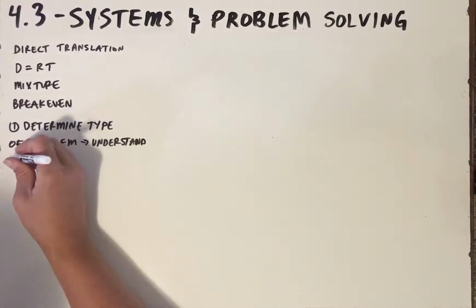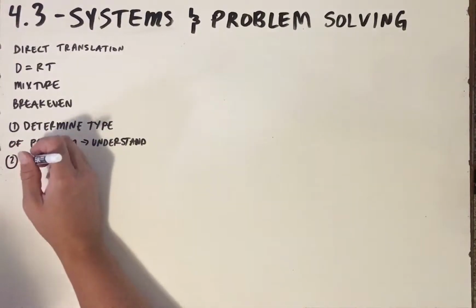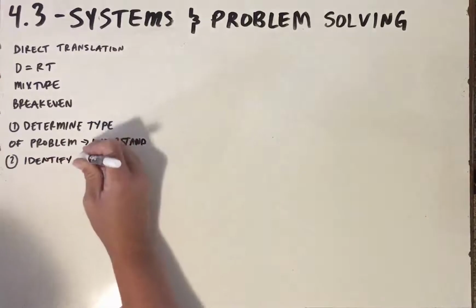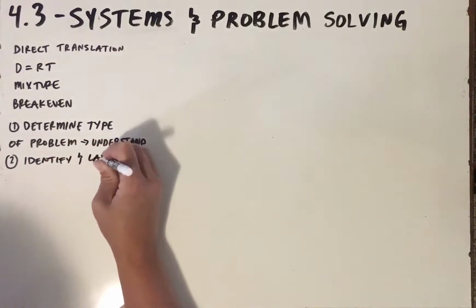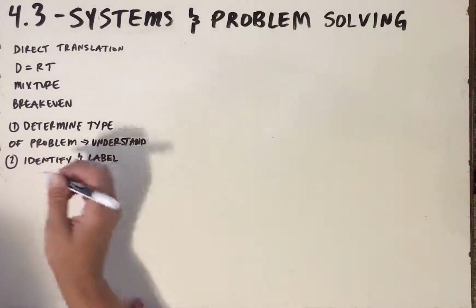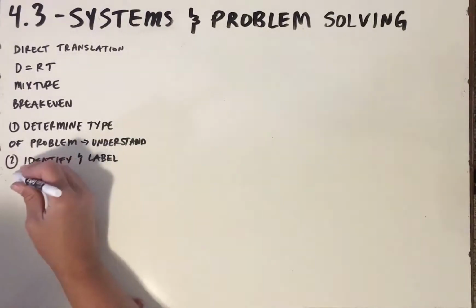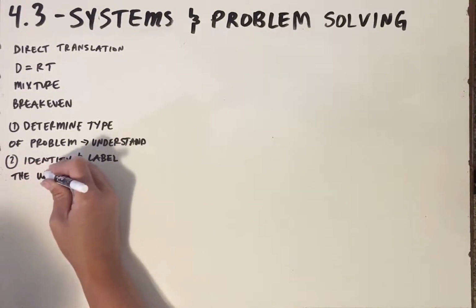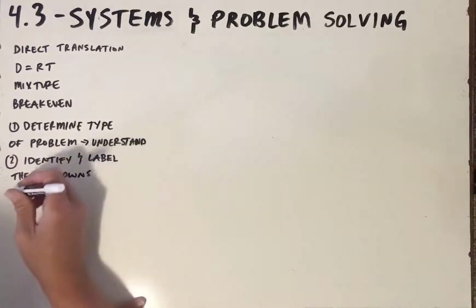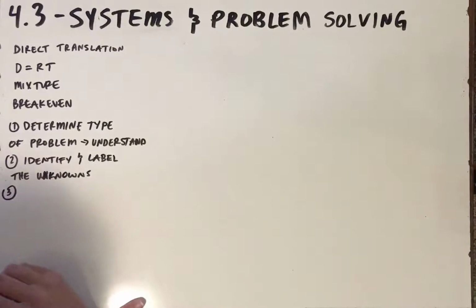Okay, then I want to identify the things I don't know, and hopefully label them. Labeling is really important so that when you get done with the problem, you aren't confused about which variable represented what. So I'm going to identify and label the things I don't know, the unknowns. Okay, and then I'm going to plug them in to whatever kind of situation I need to.